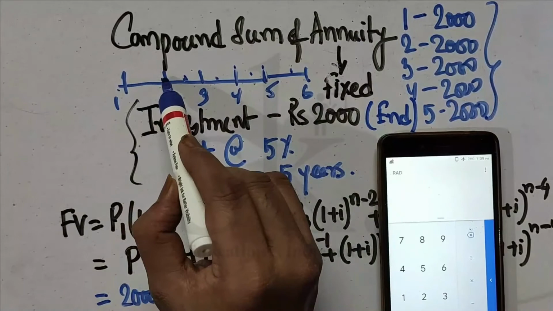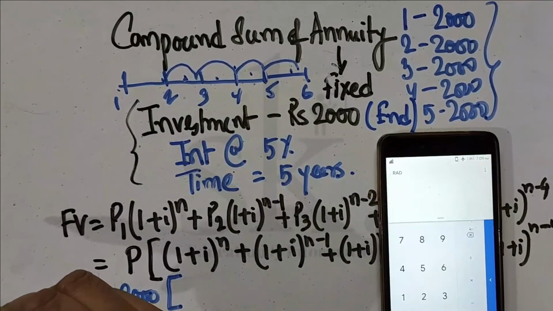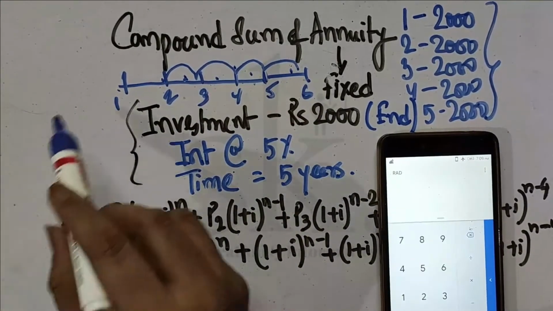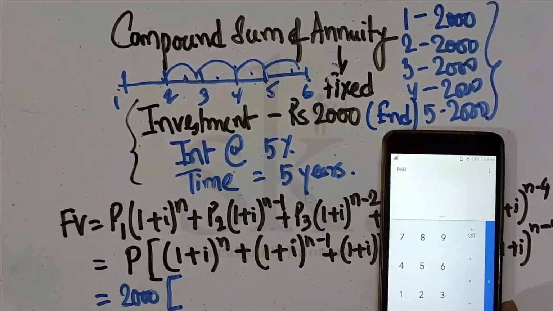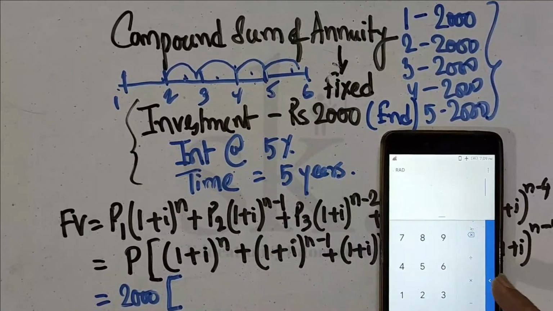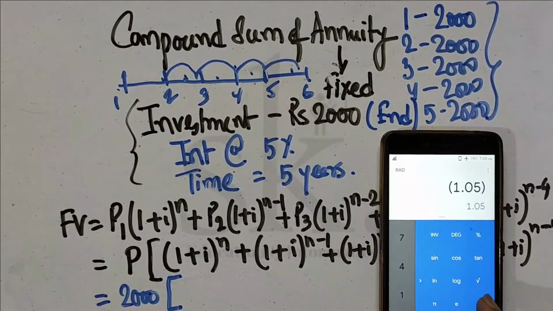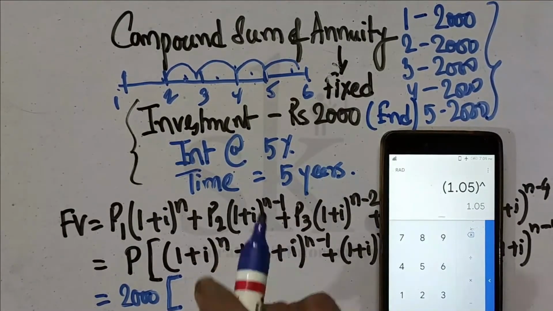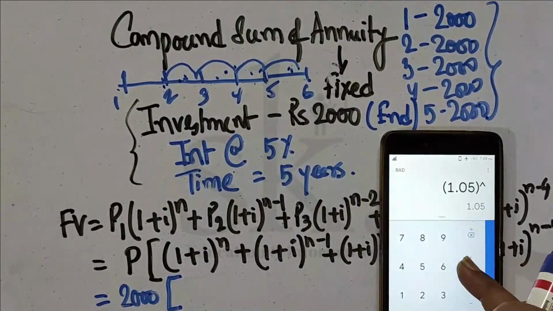So if you are investing at the end of the first year, basically I am getting 1, 2, 3, 4 time periods for investment. So it will not be 5, it will be 4, because you are doing it at the end of the year. So n here will be 4. So we try to calculate (1 plus i) to the power n. So bracket 1.05, because my interest is 5%, so it's 0.05. So I put a bracket, power, and n will be 4. Why is it 4? Because at the end of the first year you are investing, you are getting 4 times. So to the power 4.